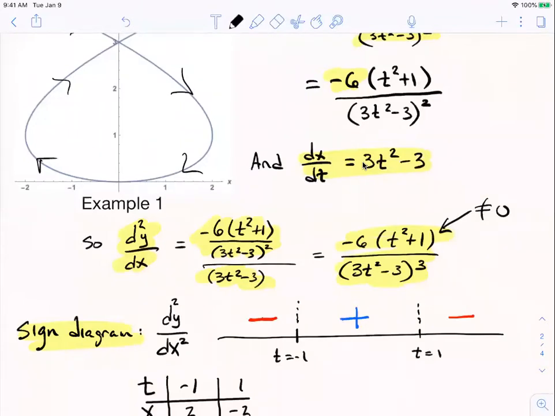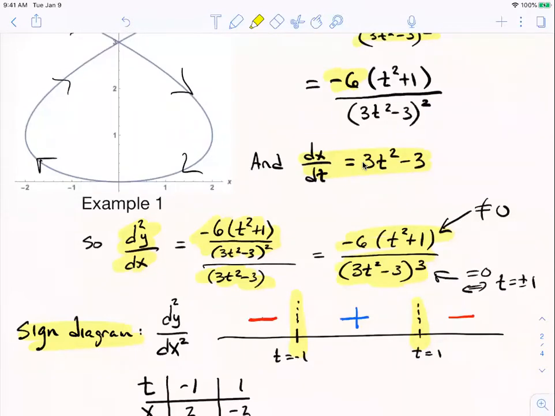The only way that we could have critical values of this function is when the denominator is equal to 0. When the denominator is equal to 0, you can check, if and only if t is plus or minus 1. 3t squared minus 3 is 0 if and only if t is plus or minus 1. You can do that by factoring or just thinking about it. So that's what I've marked here in my sign diagram. I've got those two values, plus 1 and minus 1, and those little dots just remind me that those are values that make the second derivative undefined.